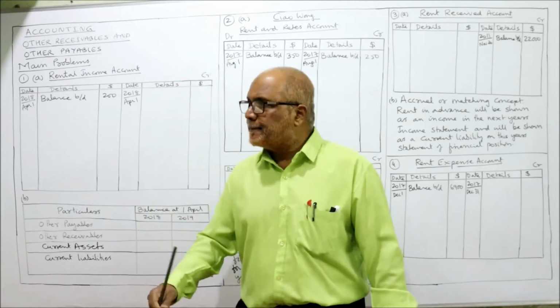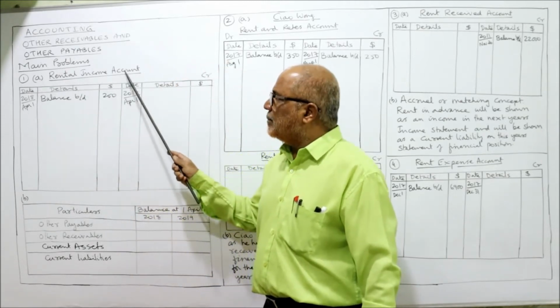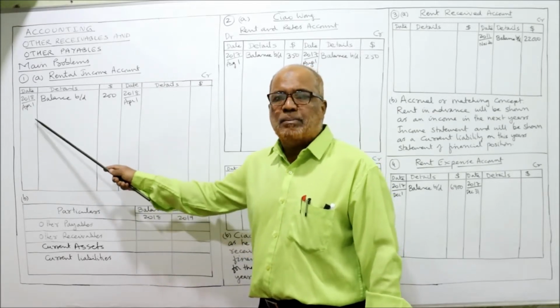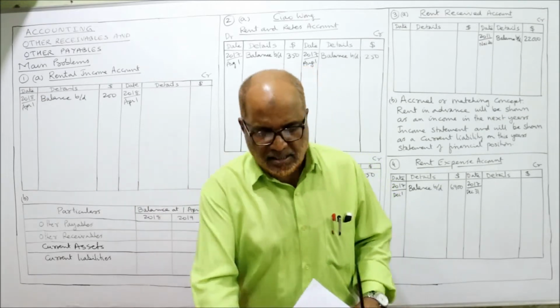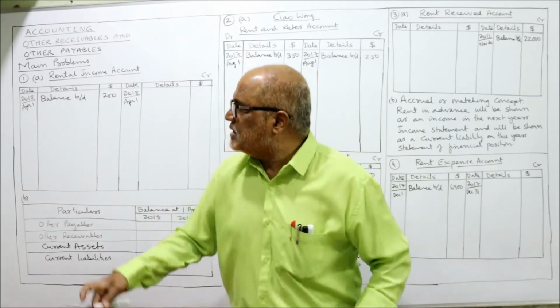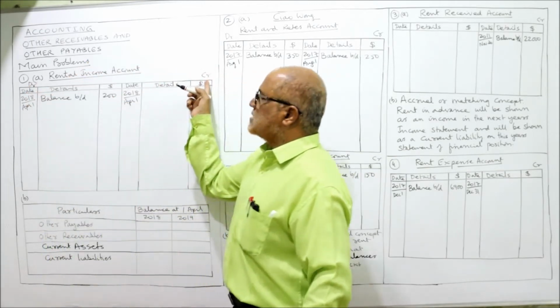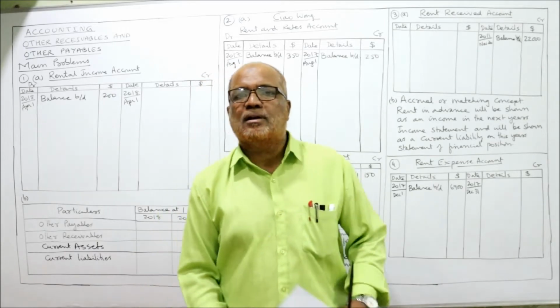So here you can see main problems. First problem, a rental income account. So it's a ledger account. We have 2 sides, left hand side, debit side, right hand side, credit side. So here I am writing DR, debit side, and this is the credit side. So 3 columns you have to open on debit side, 3 columns on credit side.